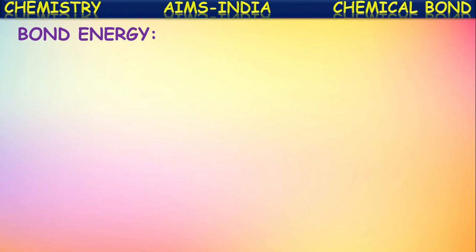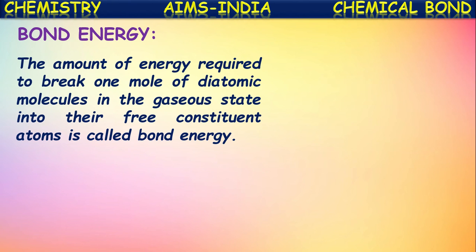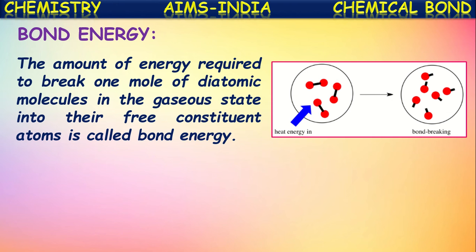Next parameter is bond energy. The amount of energy required to break 1 mole of diatomic molecules in the gaseous state into their free constituting atoms is called bond energy. Suppose here 1 mole of atoms are there with the diatomic molecules. To break all these 1 mole of molecules into independent atoms, it requires a certain amount of energy. The energy utilized for converting these 1 mole of diatomic molecules into gaseous atoms is called bond energy.